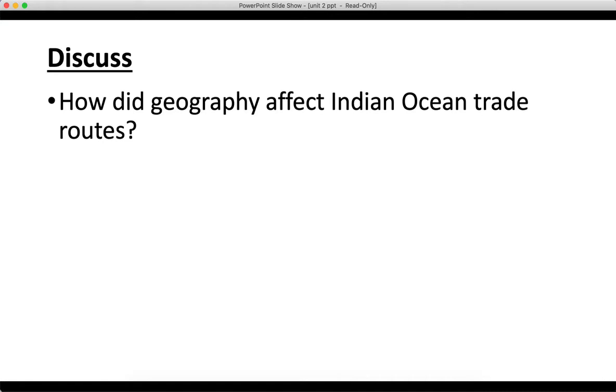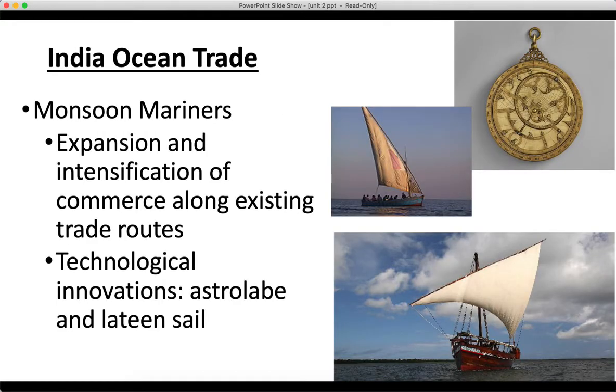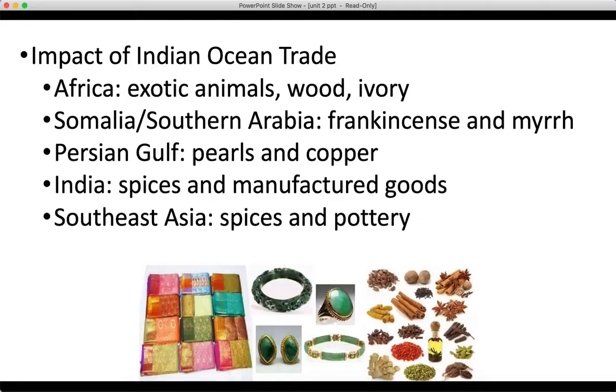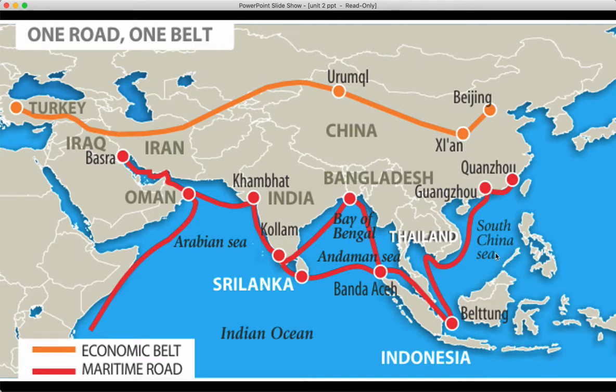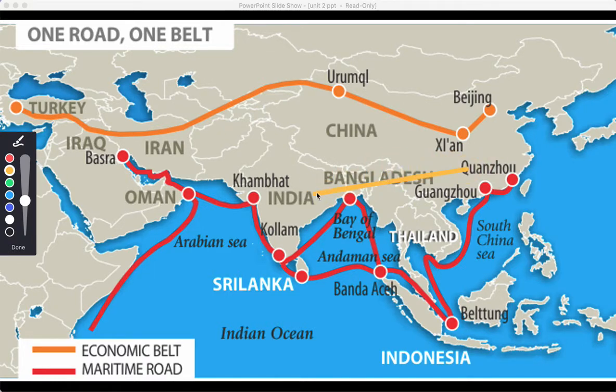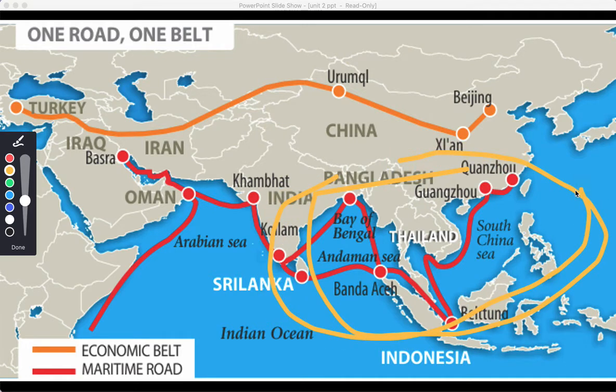So, how did geography impact Indian Ocean trade routes? Geography includes weather patterns. So, in general, we see that the population density of the Indian Ocean trade route is going to be a lot denser here on the eastern part. So all of this part of the Indian Ocean trade route is going to have a lot more people in it than this part.